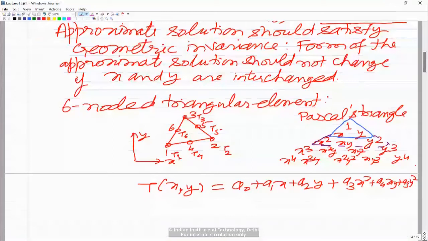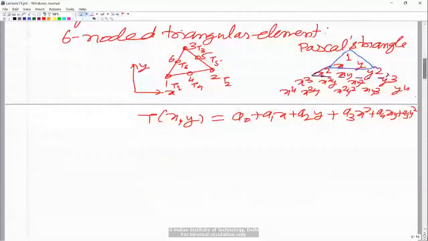Sir, could you repeat this? How many terms are to be taken? How do we get that? How many terms from Pascal's triangle are to be taken? How do we decide that, sir?